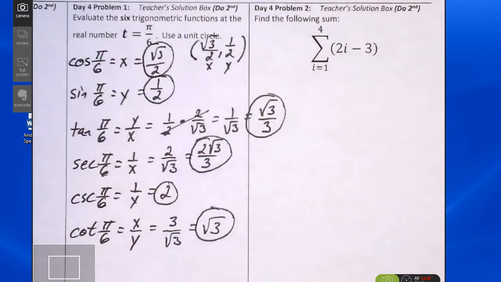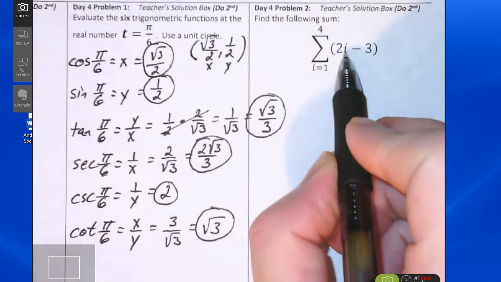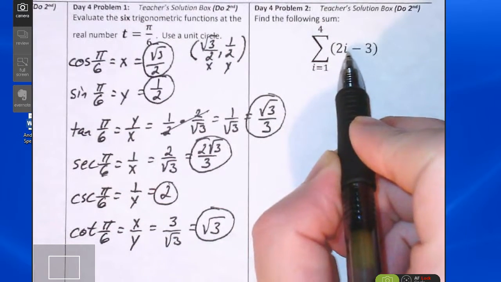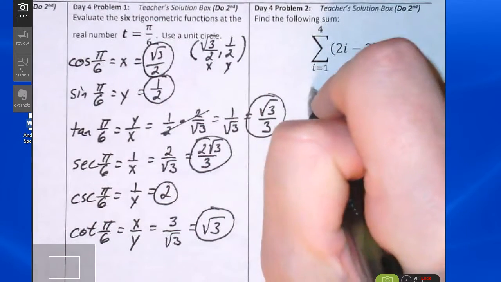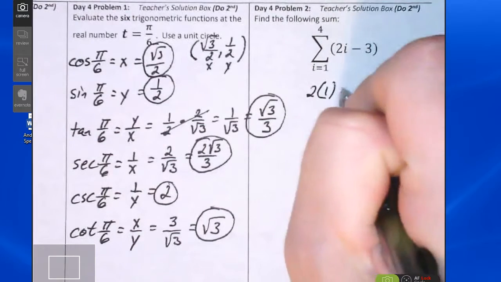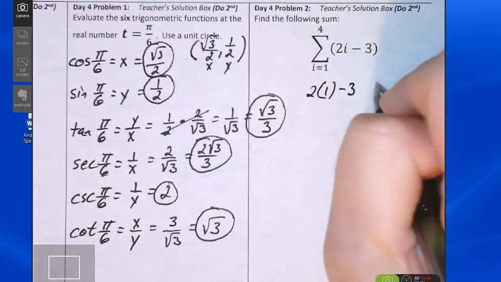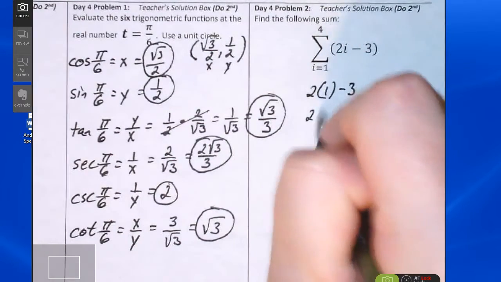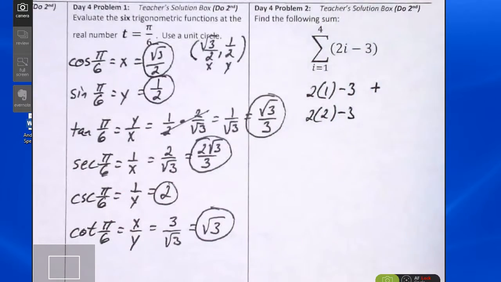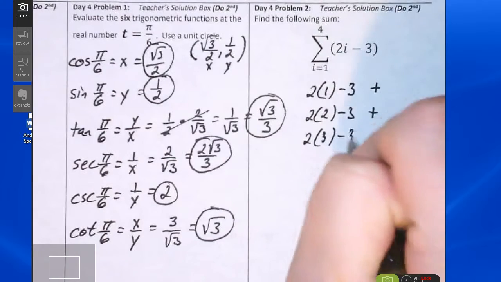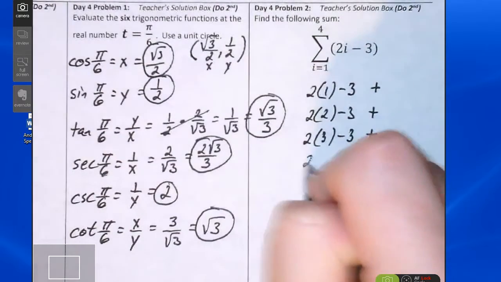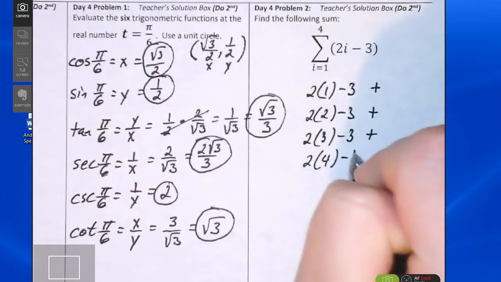Now, day 4, problem 2. Find the following sum. We're going to fill in 1, 2, 3, and 4 for i and add together the resulting terms. So 2 times 1 minus 3, and then we're going to add 2 times 2 minus 3, and then we're going to add 2 times 3 minus 3, and then add 2 times 4 minus 3.